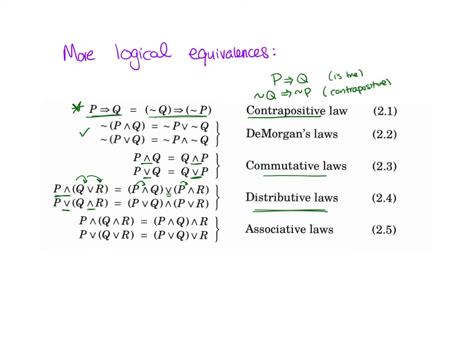And the last ones are associative laws. And here we have to be really careful. If these are the same symbol, right, it's an and or an or, then I don't really need my parentheses. I'm going to get the same thing. If they're different symbols, that doesn't work. So this associativity only works if we have those same symbols.